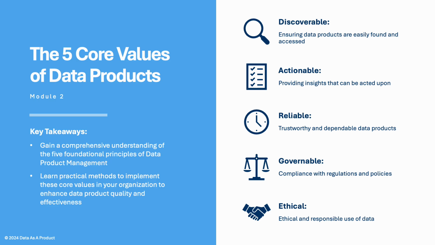Congratulations on completing Module 2, where we explored the 5 core values of data product management. Let's take a moment to review the key takeaways from this module. The first core value we discussed is discoverable. We learned that a data product is only as valuable as its accessibility. Making your data products discoverable means ensuring that they are easy to find, well documented, and searchable. This enables users to quickly locate the data they need to drive insights and actions.